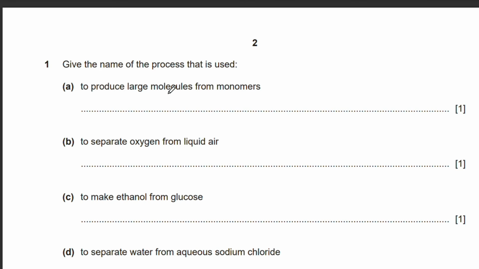Give the name of the process that is used to produce large molecules from monomers. As we know, monomers combine together to form a large molecule. That process is called polymerization.